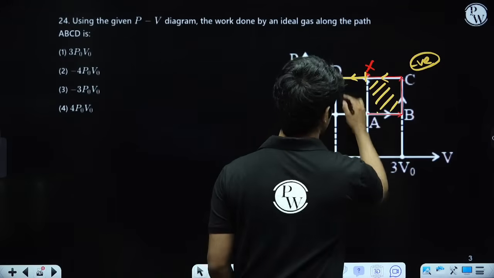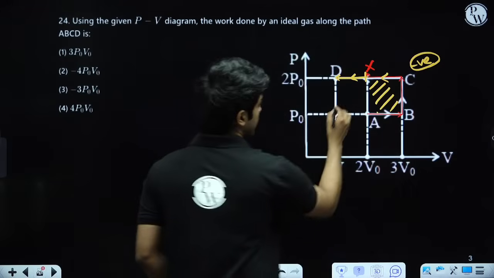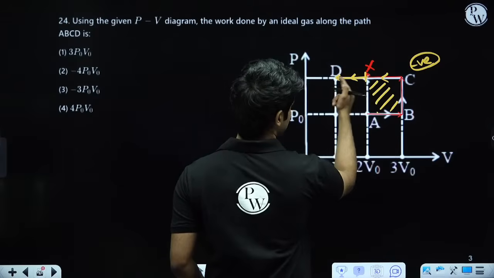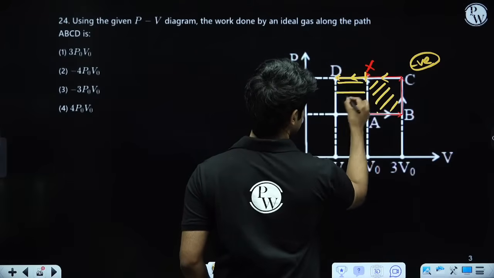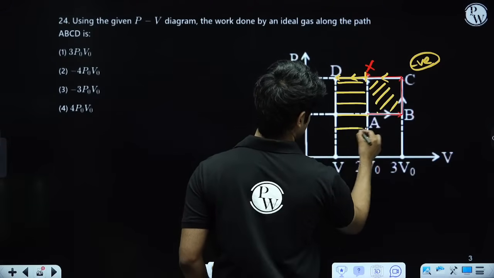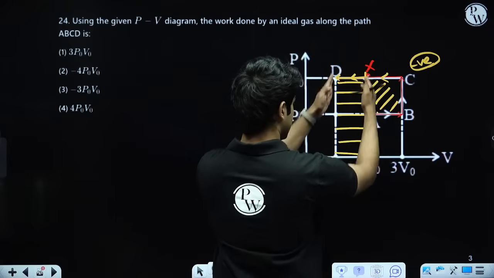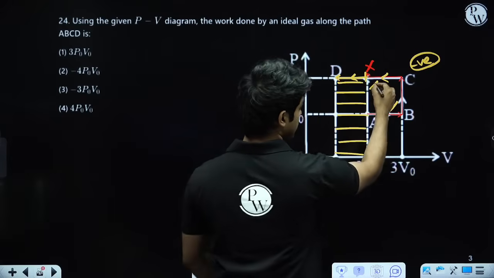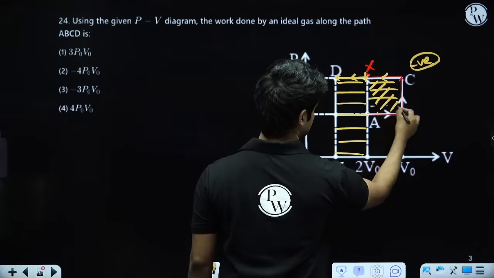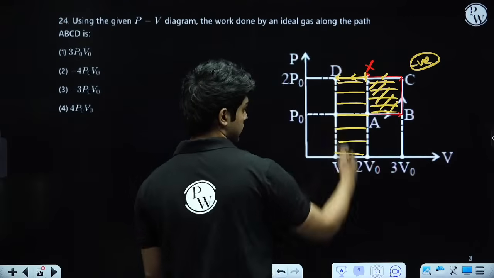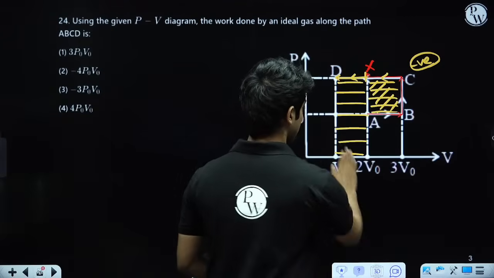and also we have this process from X to D. Okay, and what is the work in this process? It's the area under this process, which is going to be this yellow area, this whole rectangle. So this yellow rectangle and this yellow rectangle, that is the answer. Okay, so let's calculate that.